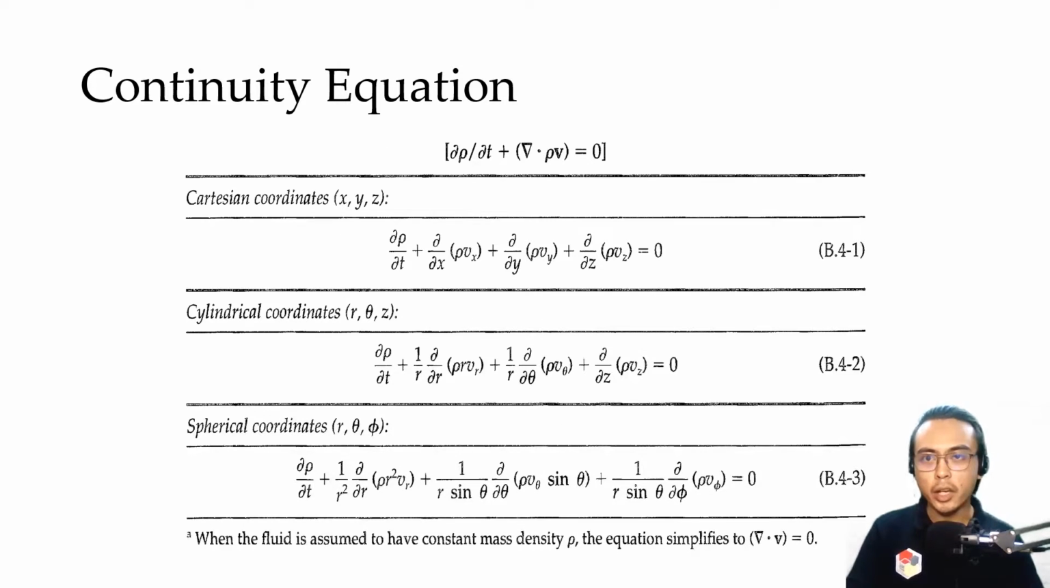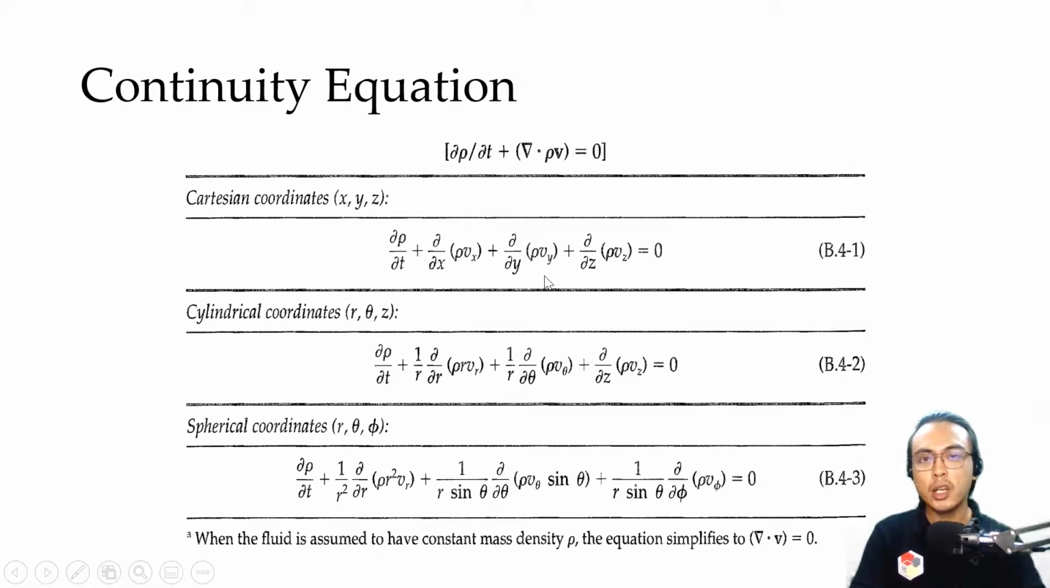And here are the versions of the continuity equation in different coordinate systems. We have the Cartesian coordinate system, the cylindrical coordinate system, and the spherical coordinate system. Now, you don't have to memorize these equations. These equations are given in your handbook. If we take a look at the continuity equation for the Cartesian coordinate system, you see that we have four terms, but not all of these four terms will be used in our derivation. There will be some instances wherein we can simplify this continuity equation.